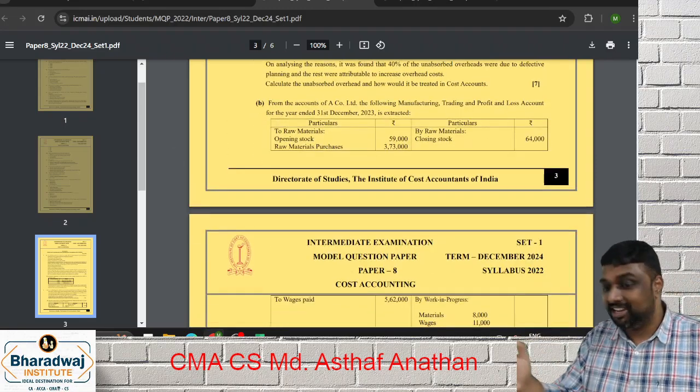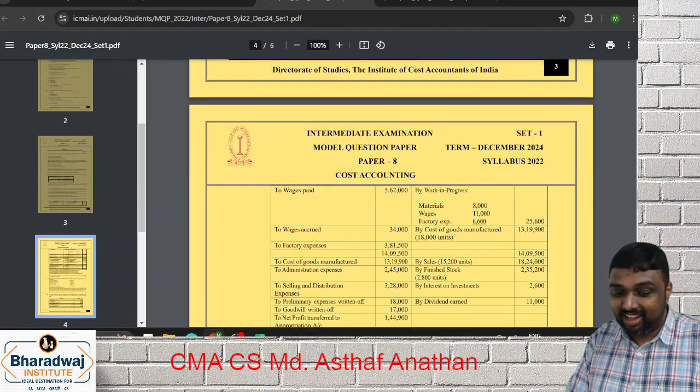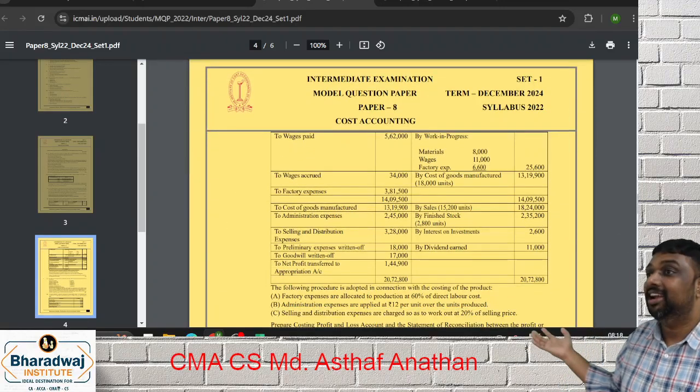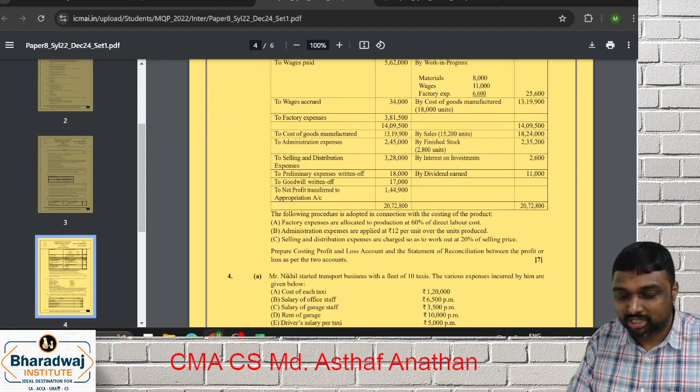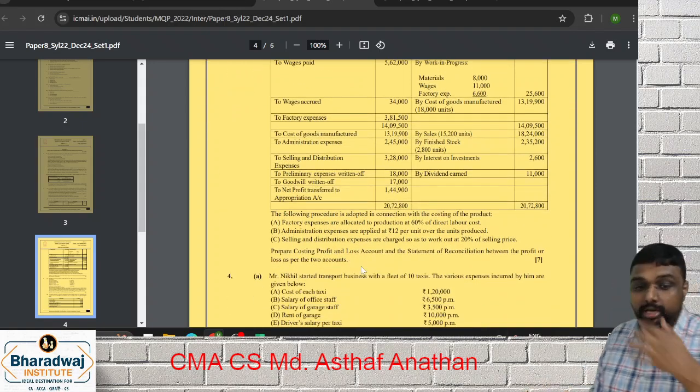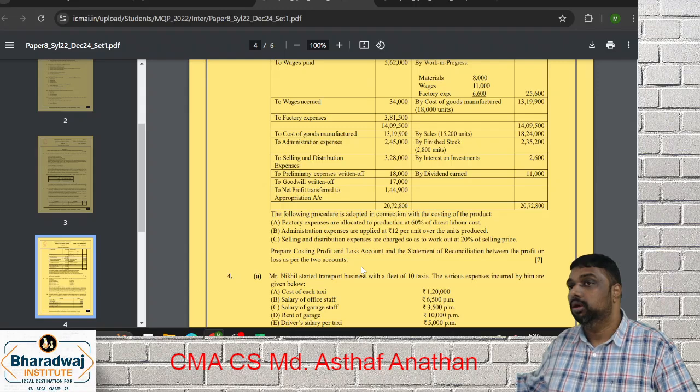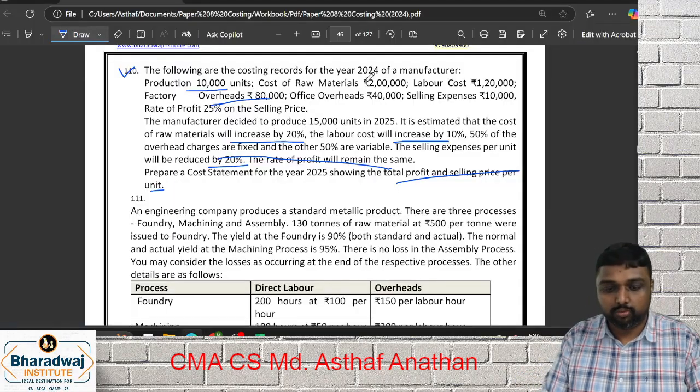Today we did profit recovery. They have given already the profit and loss account. And they are asking us to prepare a cost sheet. This question is a ditto of our class workbook. We just went through our class workbook.